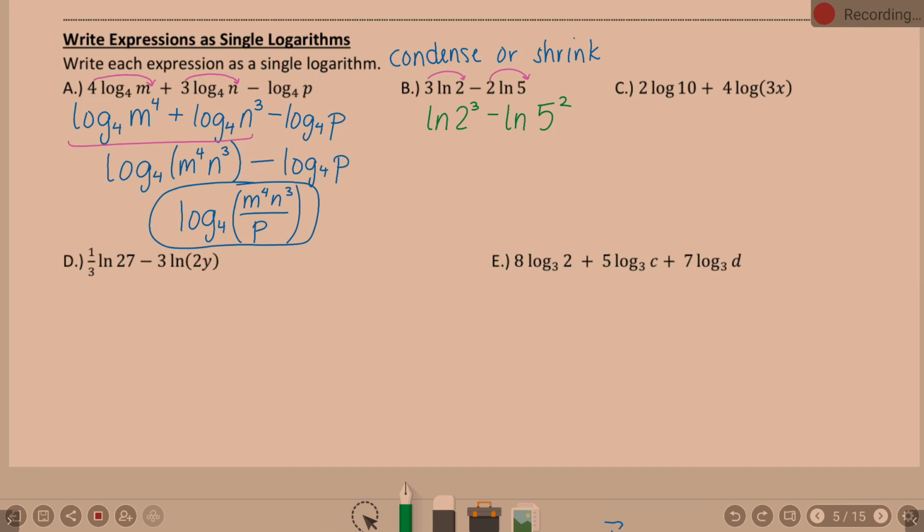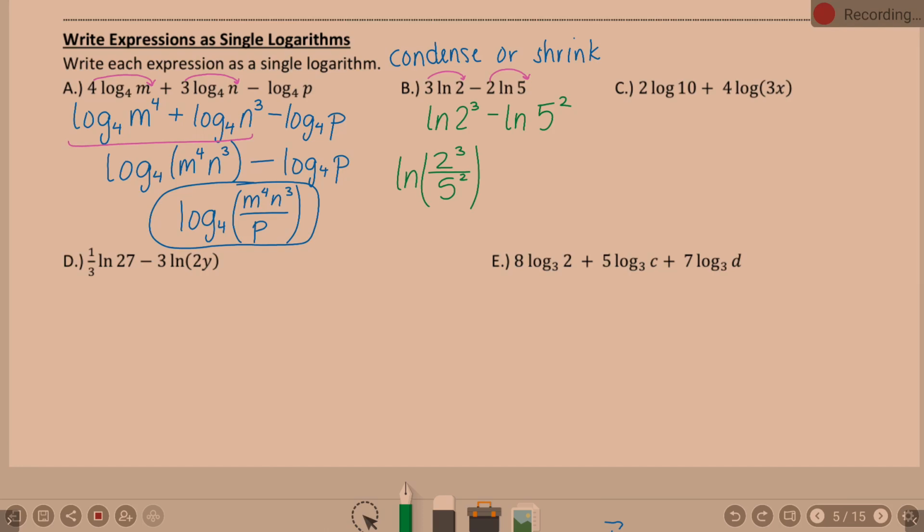Subtracting logs can become dividing the numbers within. So natural log of 2 to the 3rd times 5 to the 2nd. He means divided by. Oh, yeah. Natural log of 2 to the third over 5 to the second.